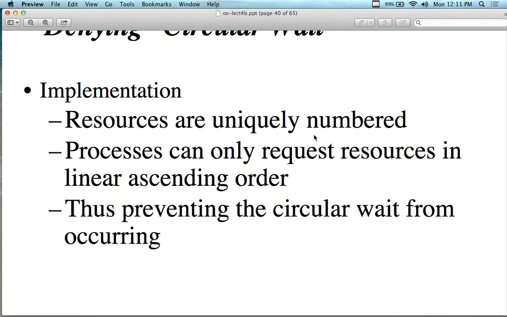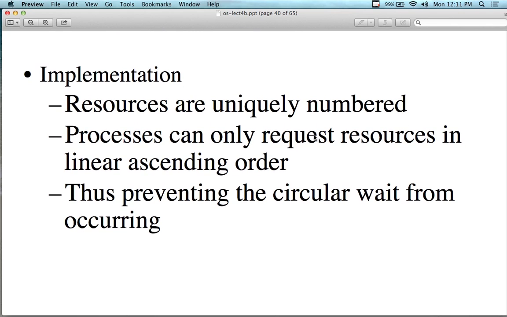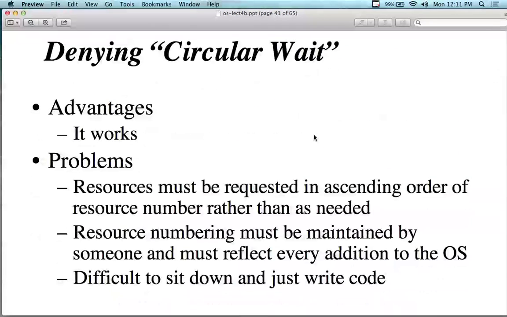So processes can only request resources in a linear ascending order, thus preventing circular wait from occurring. So give everybody a number. The advantage is it works. Problems with it: resources must be requested in ascending order of the resource number rather than as they're needed, which means you have to introduce a tab concept or something so you can have a numbering system. And the numbering must be maintained by someone and must be reflected in every addition to the operating system.